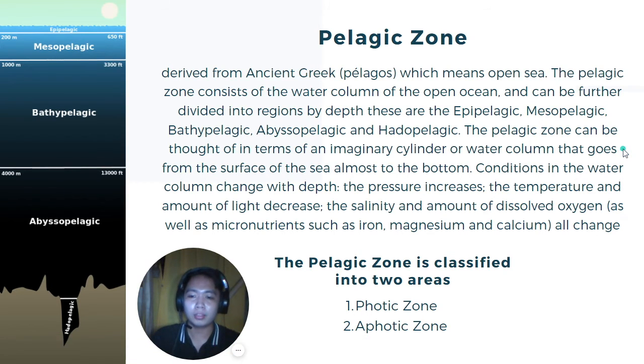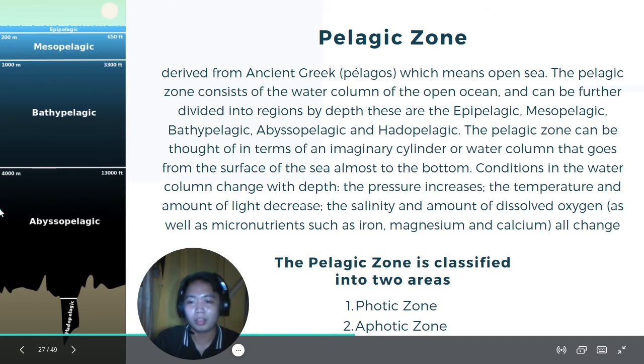Now, let's proceed to the next major ocean life zone, which is the pelagic zone. So, the pelagic zone is derived from the ancient Greek word pelagus, which means open sea. The pelagic zone consists of water column of the open ocean and can be further divided into regions by depth. So, base iyang kalalumon. So, muna siya ang epipelagic, the mesopelagic, the bathypelagic, the abyssopelagic, and the hadopelagic.